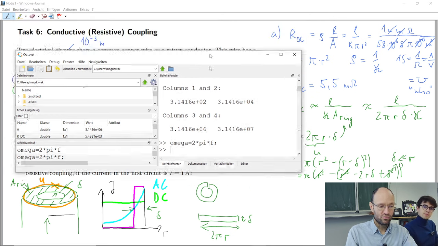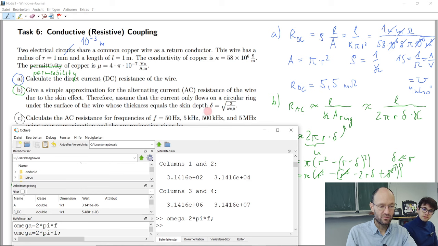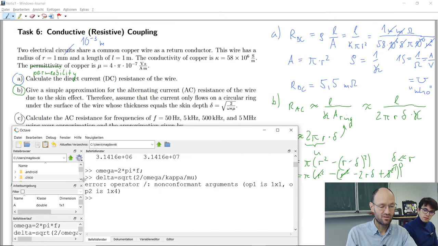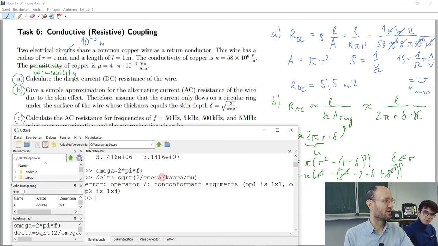So the next step that I could do with this is, of course, calculate our skin depth, this delta. And delta should be the square root of 2 divided by omega divided by kappa and divided by mu. And I would expect that this operation fails, and it does. It gives us an error message that says, "Ooh, here the operator does not work. We have non-conformant arguments, and our first operand is 1 by 1, and the second operand is 1 by 4, and I cannot do this operation." So why does it fail, and what do I need to correct in this equation to make it work?